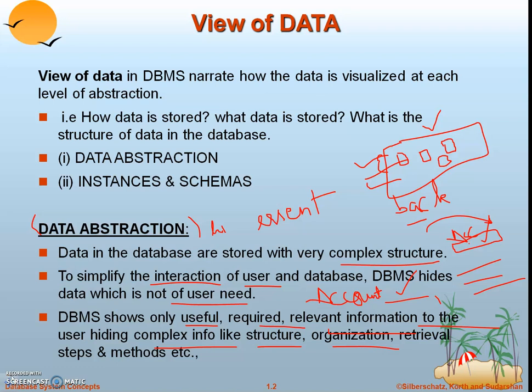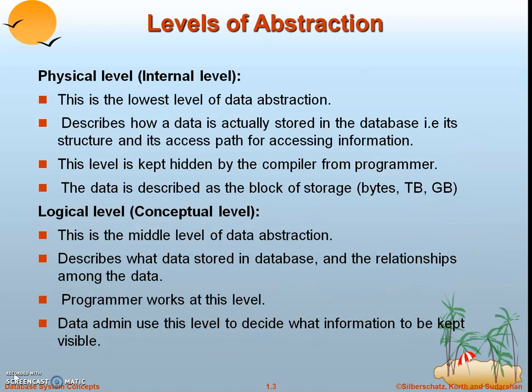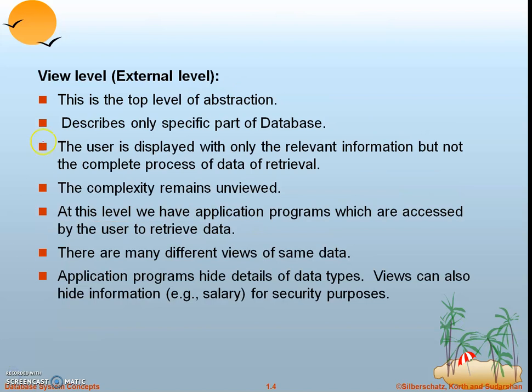This view of data has three different levels based on data abstraction. The first one is the physical level. The other name of the physical level is the internal level. The second one is the logical level, otherwise called the conceptual level. And the third one is the view level, otherwise called the external level. Let's analyze each of these levels briefly but in detail.